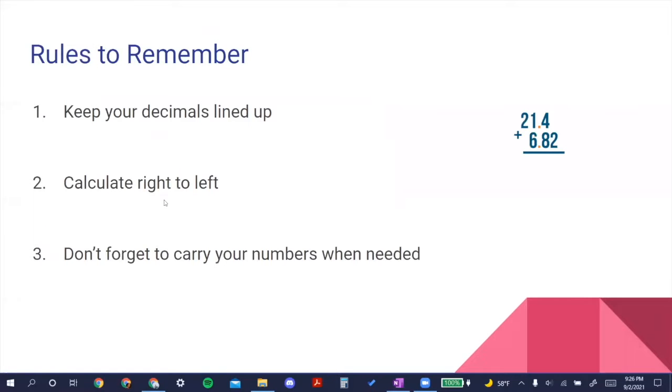Now, let's just go over the rules to remember while doing operations with decimals again. Always keep your decimals lined up. Don't forget to calculate right to left. And don't forget to carry your numbers when needed. That is all for our first lesson in Intro to Pre-Algebra Decimals.